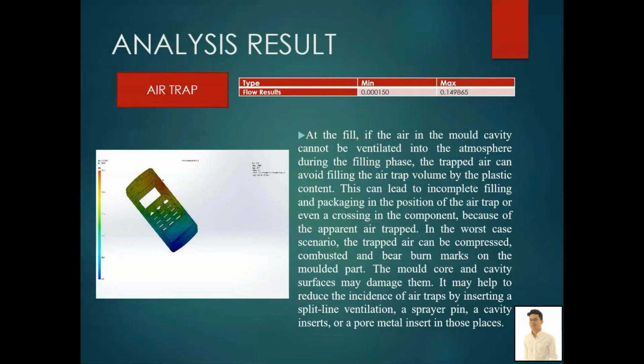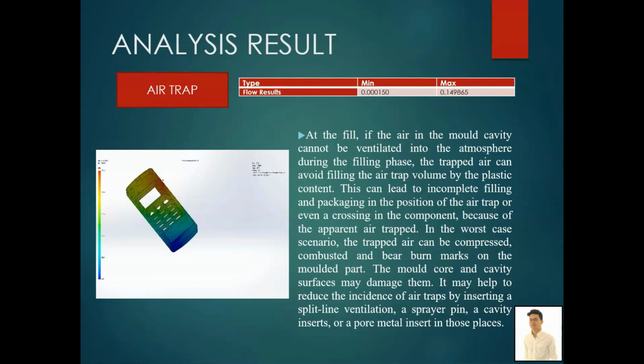Alright, so next is air trap. The air trap result starts at a minimum of 0.000150 per second and a maximum of 0.149865. The air trap is formed if the air in the mold cavity cannot be ventilated into the atmosphere during the filling phase. The trapped air can prevent the plastic from filling the air trap volume. This can lead to incomplete filling and packing in this portion, or even a closing in the component because of the apparent air trap.